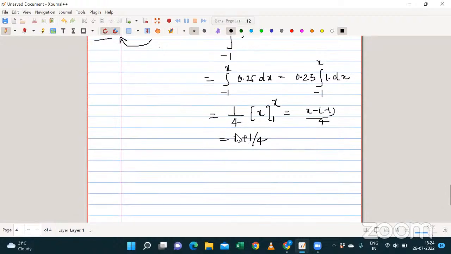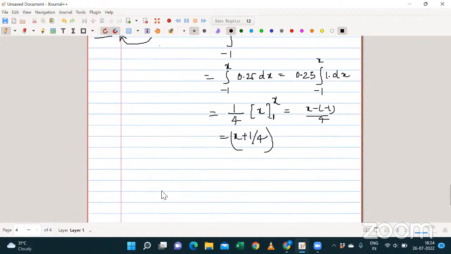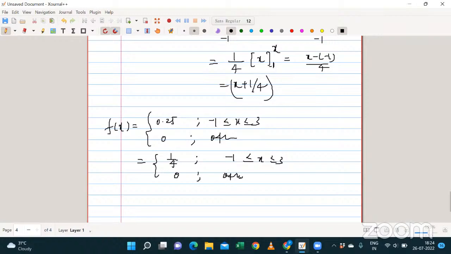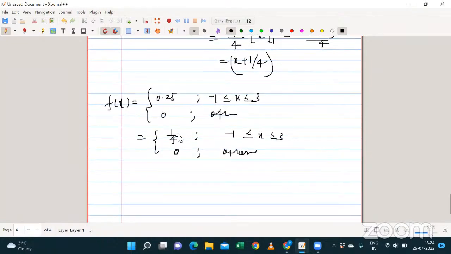If you want to proceed without integration, I have f of x as 0.25 from minus 1 to 3, and 0 otherwise. This is nothing but 1 by 4, a constant, uniform throughout this region, and 0 otherwise. That means I can write it as 1 by (3 minus (minus 1)), which is the PDF of the uniform distribution, 1 upon b minus a.